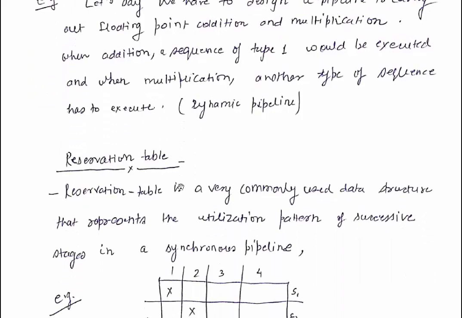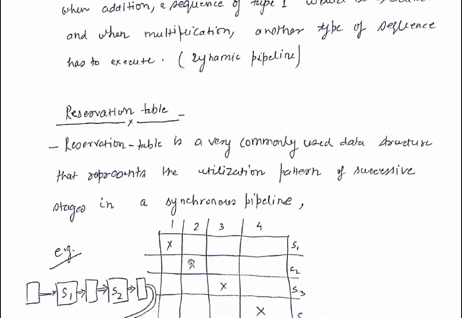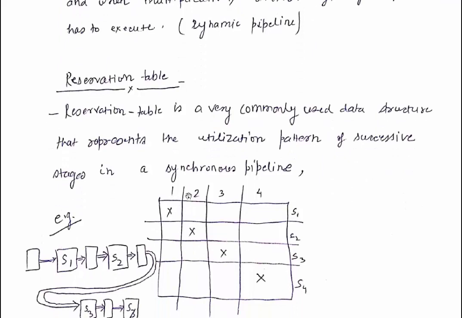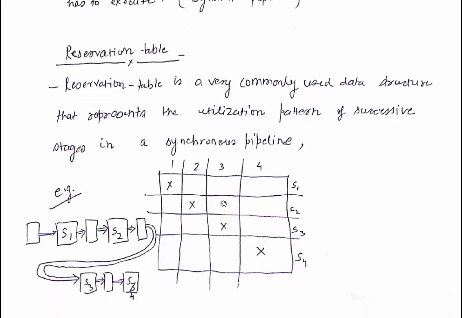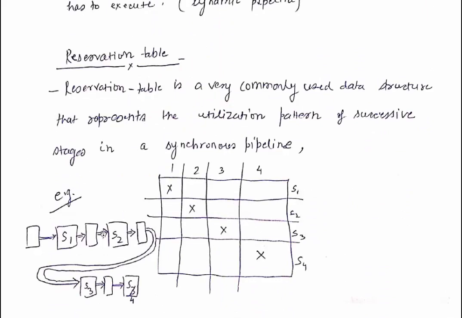Now for these pipelines there is a very important term which is called the reservation table. The reservation table is a very commonly used data structure which is utilized for pipeline purposes. It represents the successive stages in a synchronous manner. Let's say these are your time steps, specified as 1, 2, 3, 4, and there are 4 stages, S1, S2, S3, S4. In between these stages naturally you will have latches. Why do you need latches? To store the intermediate results. So this is a synchronous pipeline.